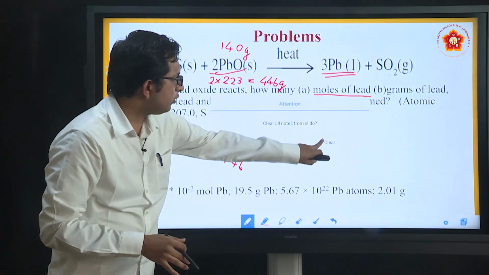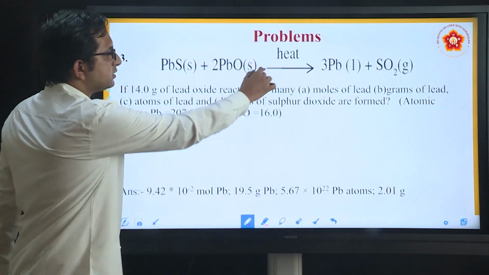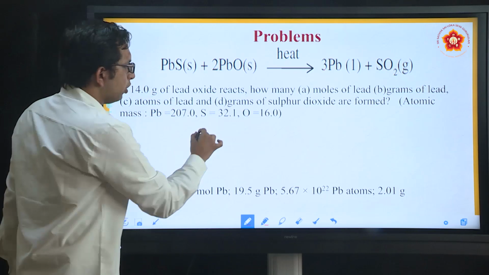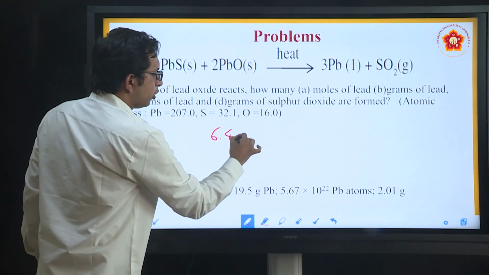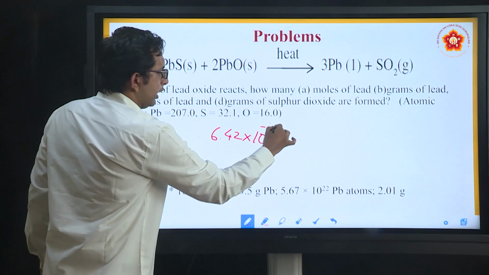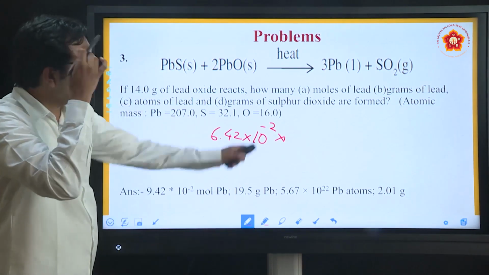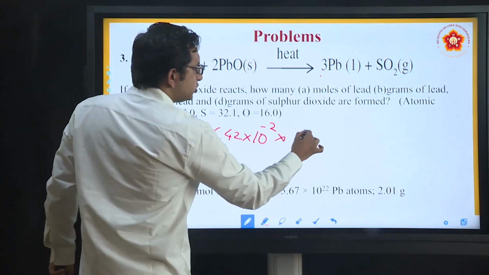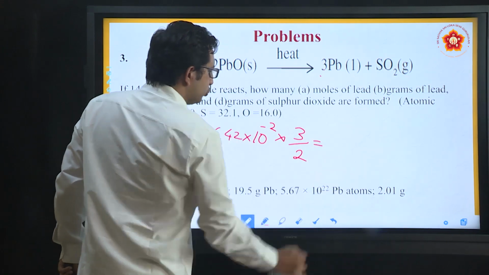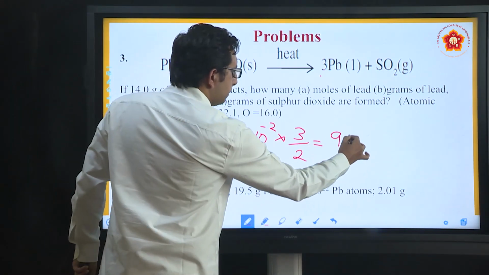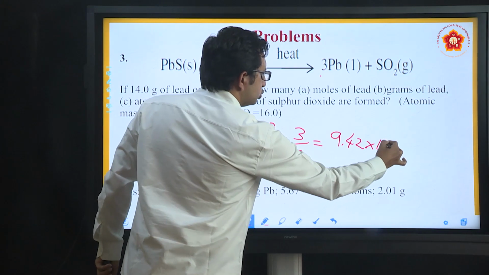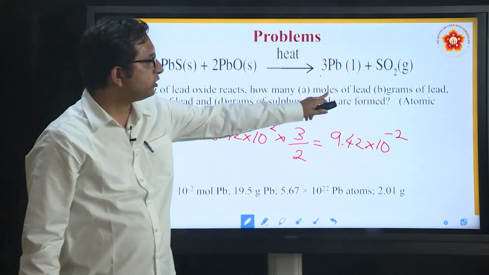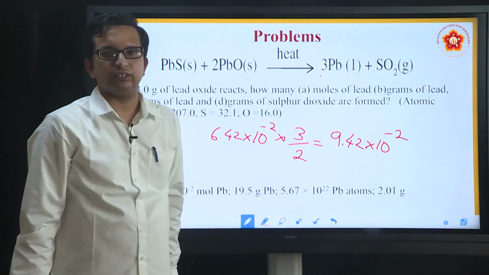Now the question is, how will you go further, because this is nothing but 3 by 2 of this PbO. So each molar form is equivalent to around 6.42 into 10 raised to minus 2, but the molar form of Pb is in the ratio of 3 by 2, and therefore this will be 3 by 2 of that, which will be equal to around 9.42 into 10 raised to minus 2. This is the total number of moles that you get for lead in this case.